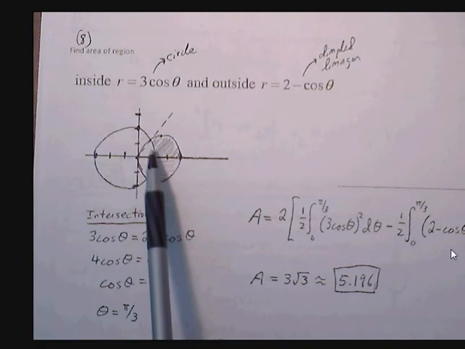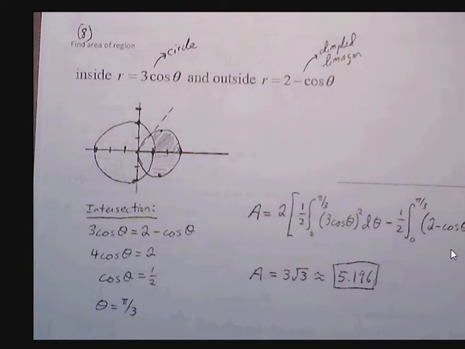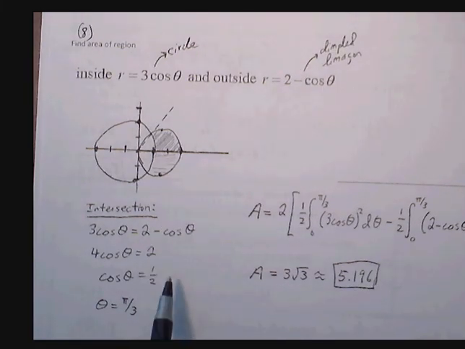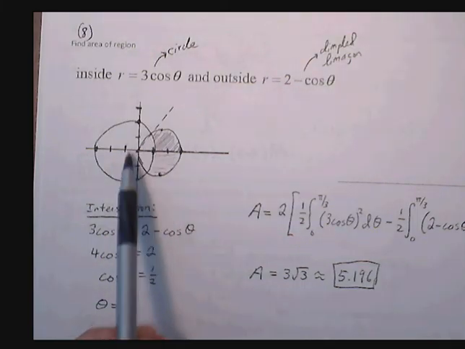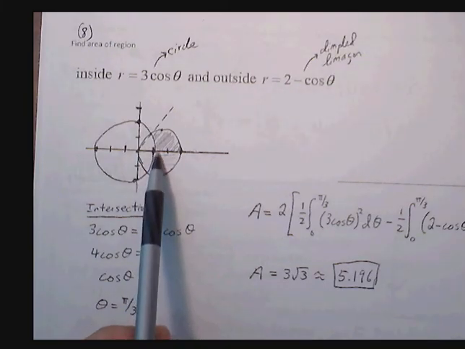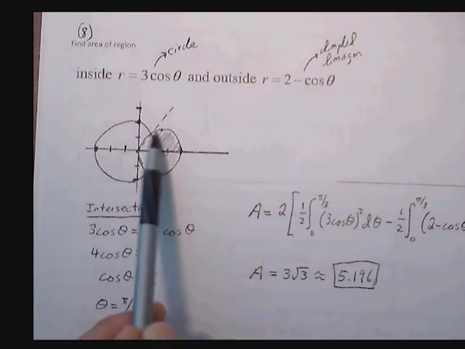So we can set the circle equal to the limaçon here to figure out where their intersection is. If we set 3 cosine theta equal to 2 minus cosine theta and solve for cosine theta, we get cosine theta equals 1/2, so theta is equal to pi over 3. So we know that we're going to be concerned about the area from 0 all the way to pi over 3.